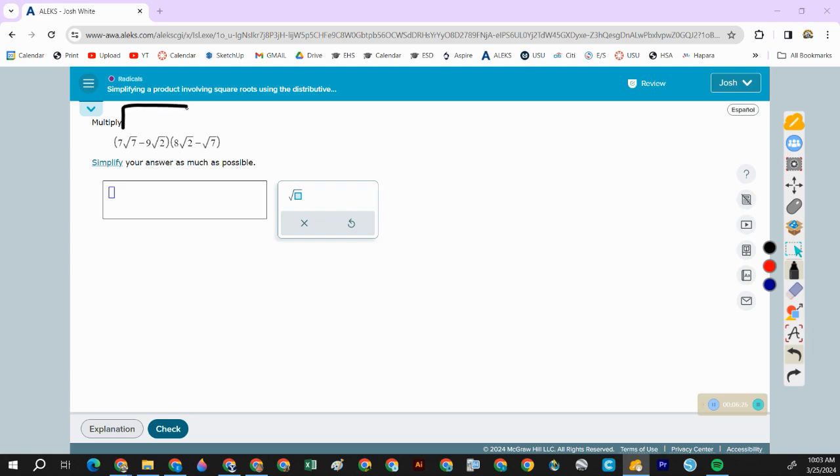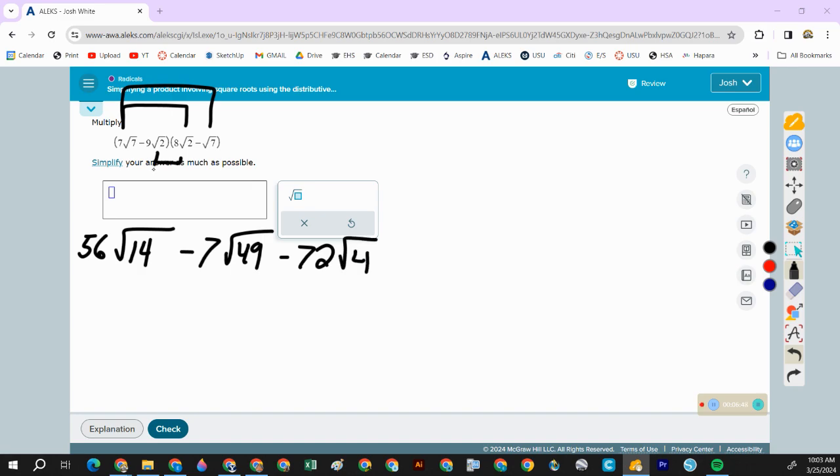So I need to multiply these together. The outsides would be 56, and the insides would be 14. Then I need to multiply these together. The outsides would be negative 7, and the inside would be root 49. This one, minus 72 root 4, and this one, negative 9 root 14.